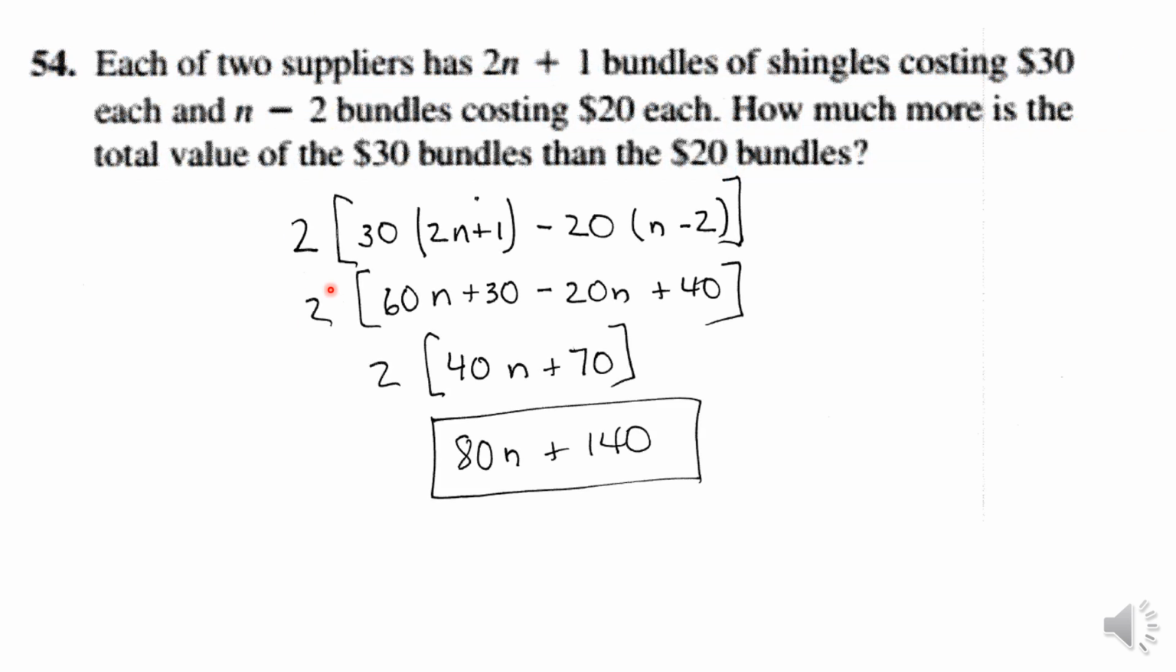So there were two suppliers. This is the cost of the 2N plus 1 $30 bundles. This is the cost of the N minus 2 $20 bundles. We subtract them. Notice here again that a minus times a minus is a plus. Finally, we distribute the 2 and we end up with the answer 80N plus 140.